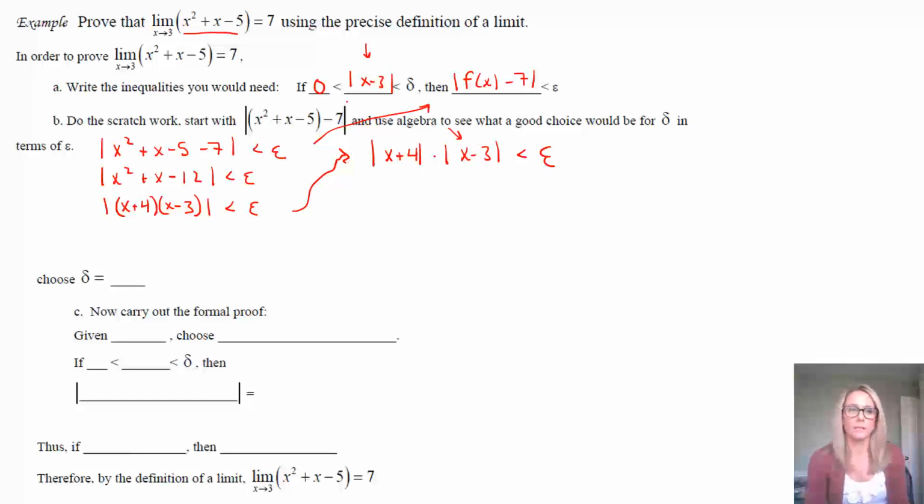The key thing to see here is that we need to bound that, because we don't have the same thing that we had before. We don't have the absolute value of x minus 3 with some number multiplied by it that we can just divide by. Now we have this absolute value of x plus 4. But we need to bound the absolute value of x minus 3, because that's what we're approaching, and that's what we need to base our delta off of. So I'm going to come over here and write the absolute value of x minus 3.